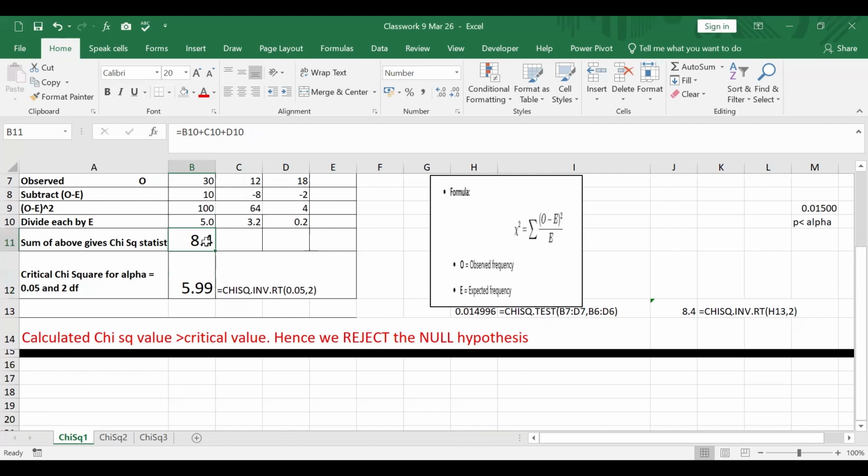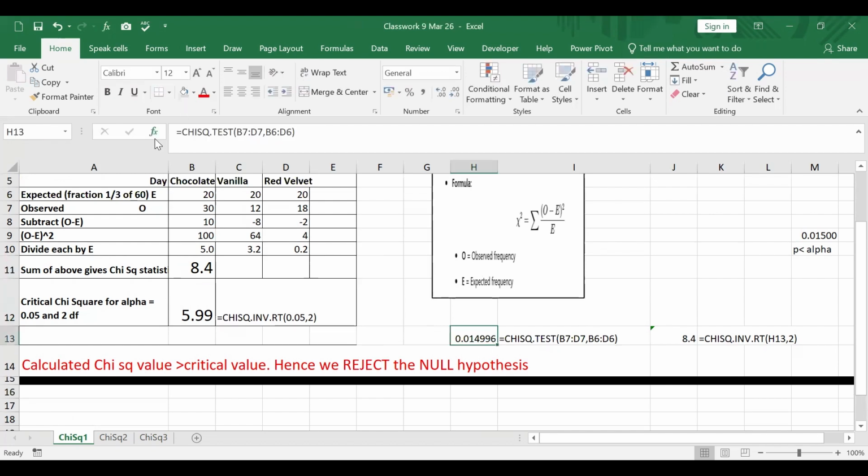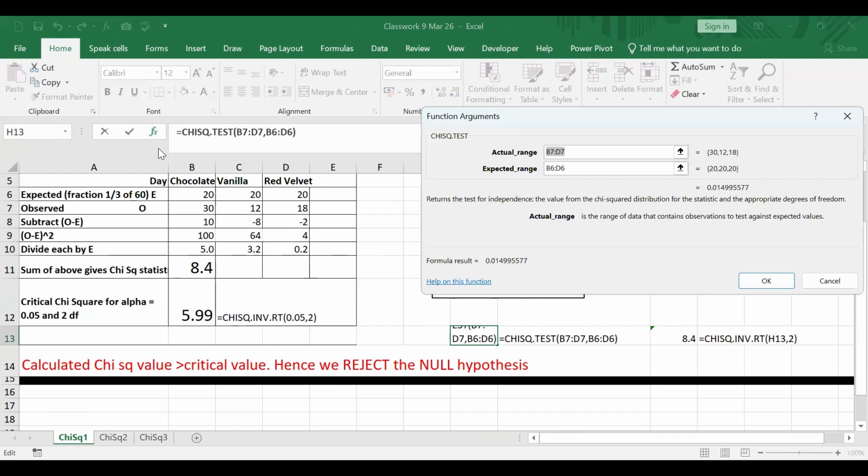Now, instead of doing this calculation, there is another method we can use. First, you find this formula, chi-square test. Then it asks what is the actual range. Now, actual range is the observed range, 30, 12, 18, written there. So you just select this 30, 12, 18. Expected is this one. So let's suppose I remove this and say 20, 20, 20. And that gives you a number called p-value.